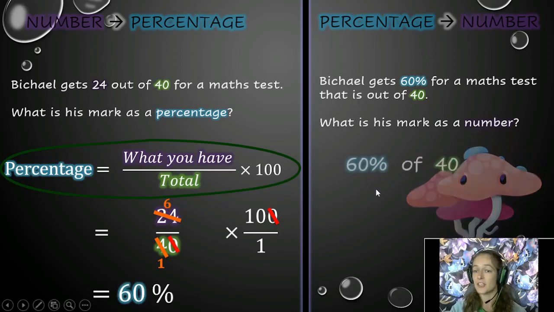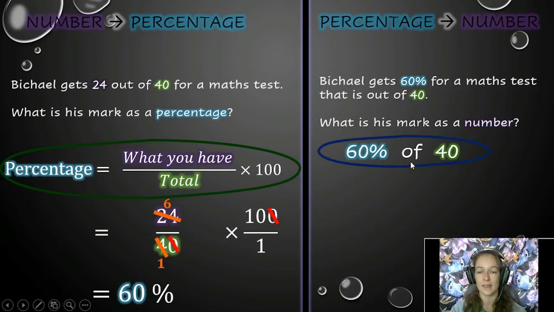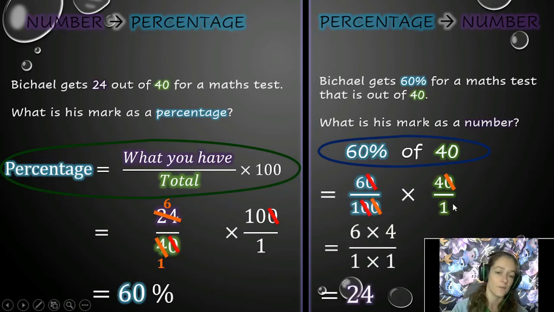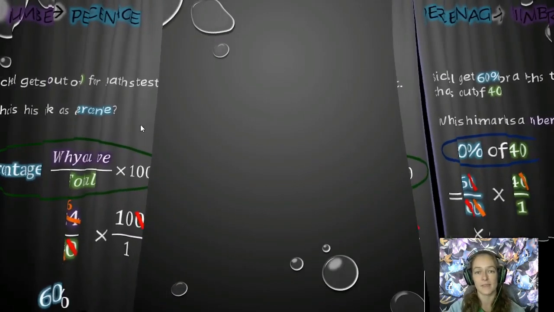Okay, same calculation backwards. If you were given the 60%, this is something a teacher might do, and you want to go back to actually seeing Michael's mark. 60% is 60 over 100, the of becomes times, and our 40 will represent as 40 over 1. Now it's really easy. I mean, you're just crossing out those zeros, and you've got 6 times 4, so he gets 24 out of 40. And you can see going back and forth that if you do this right, you're not going to make mistakes.